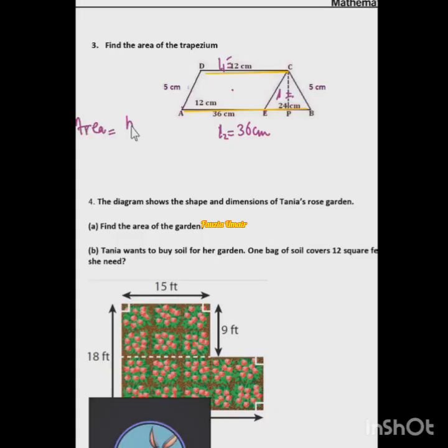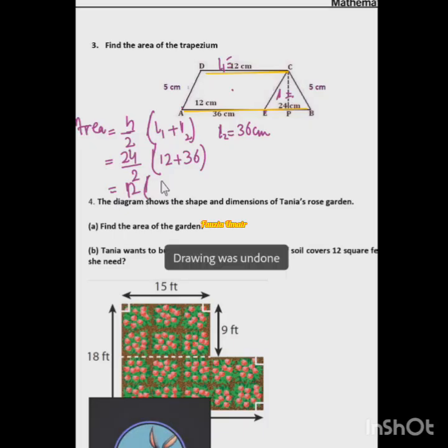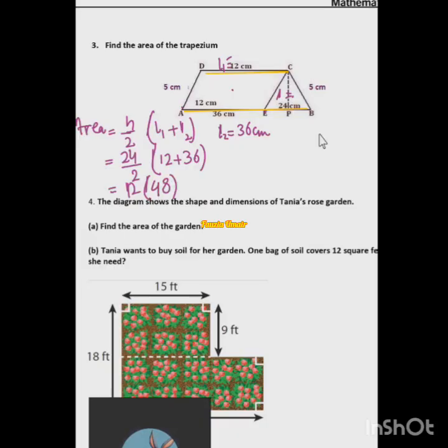Height divided by 2. That's right. And multiply the sum of parallel sides, that is L1 plus L2. Right. So height is 24 centimeter, divided by 2, and into 12 centimeter plus 36 centimeter. Very good. So this we can cancel. 24 by 2 is 12. And what is the sum? 48. So now you need to multiply 12 with 48.